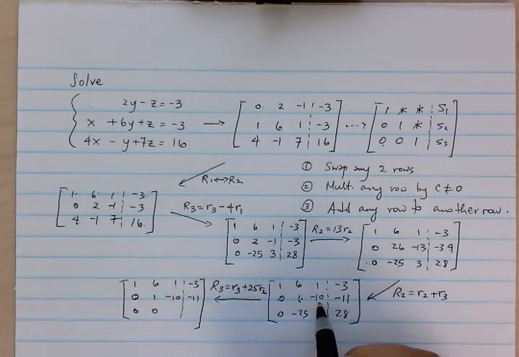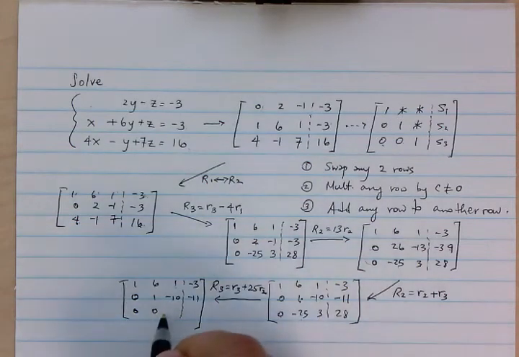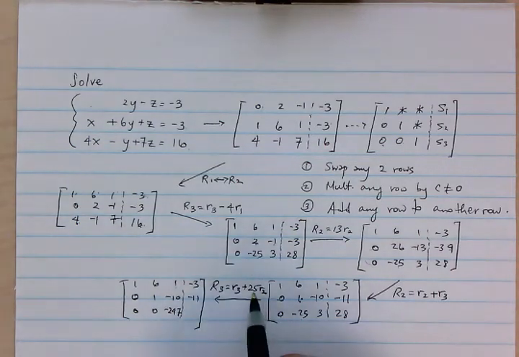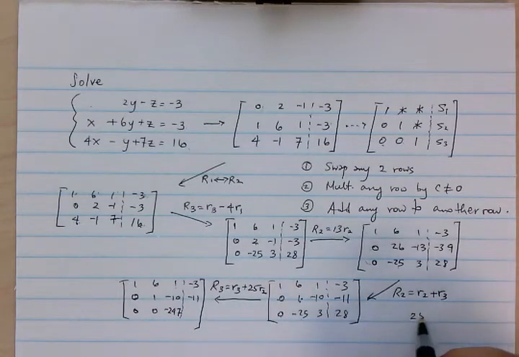Multiplying this, and this gets a little tricky, we're going to multiply the negative 10 by 25. That gives us negative 250, which is a large number, but it's negative 250. Add to the 3, we get negative 247. And now we want to multiply the 25 by the negative 11.